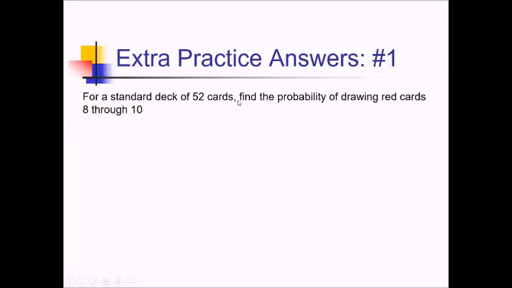For this problem, from a deck of 52 cards, we want the probability of drawing red cards 8 through 10. So our total possible outcomes are 52 for the 52 cards. And how many red 8 through 10 cards are there? Well, there's two red suits, the hearts and the diamonds. So we have the 8, 9, and 10 of hearts and the 8, 9, and 10 of diamonds. That's 6 different cards. And 6 over 52 reduces to 3 over 26.